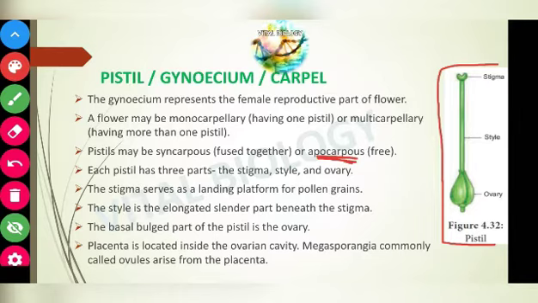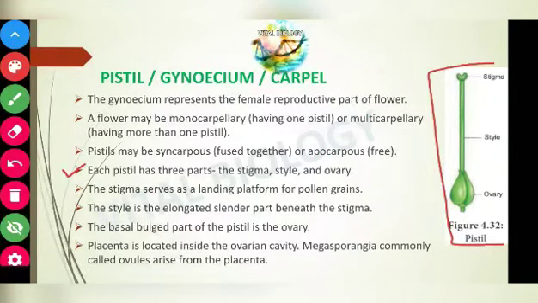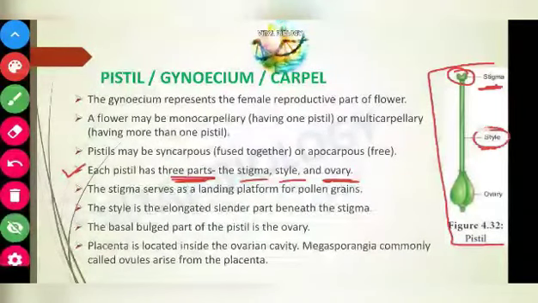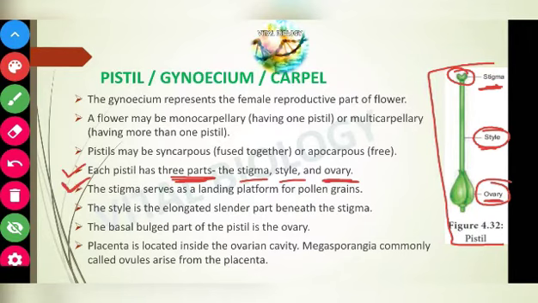Let's move on to the next point, that is each pistil. This is one of the pistils, right? Each pistil consists of 3 main parts: stigma, style and ovary. You can observe here the stigma, the uppermost part, the style, the middle part, and the ovary, the basal part at the base of the pistil. The first part, as I told you, is the stigma.